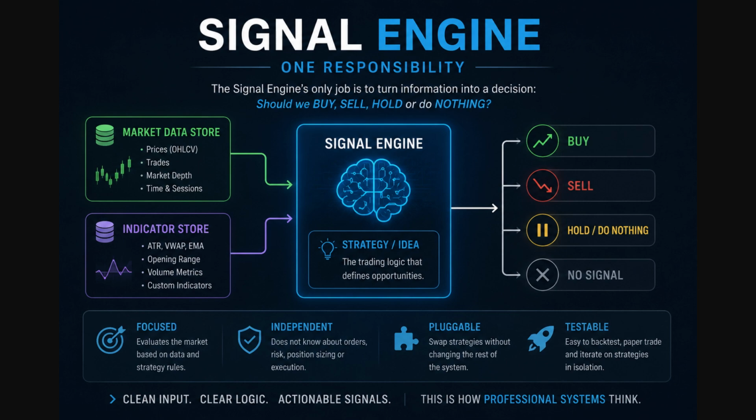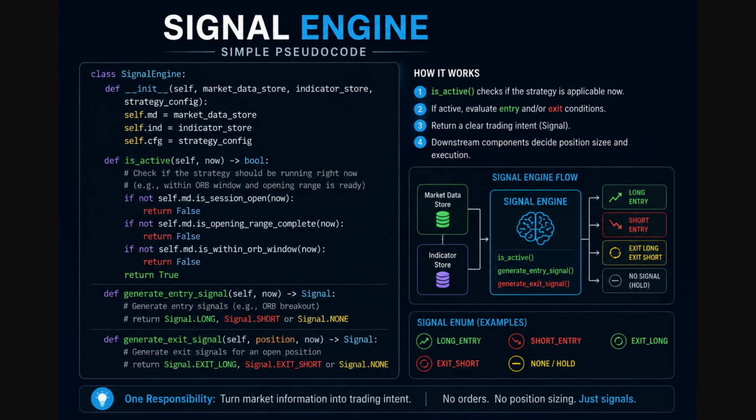Just as importantly, the signal engine knows nothing about orders, positions, or execution. It simply identifies trading opportunities and returns a signal. That separation of responsibilities gives us a huge advantage. If we want to test a completely different strategy, we don't need to change the rest of the trading bot. We simply replace the trading logic inside the signal engine, and everything else continues to work exactly as before. Let's have a look at the code.